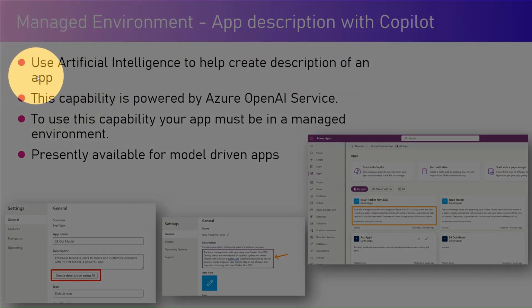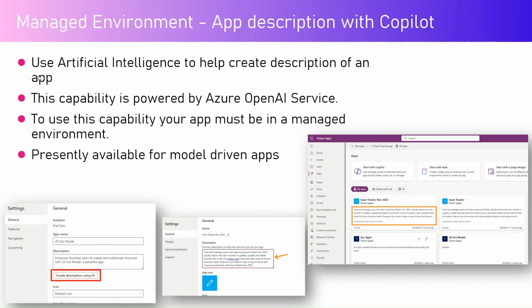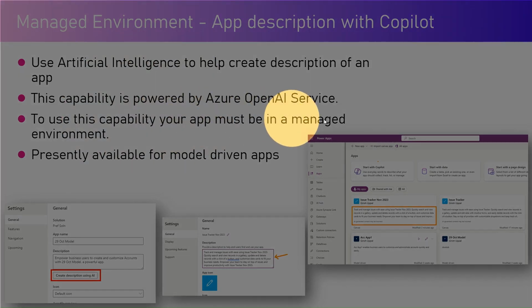Managed environments app description with Copilot basically uses artificial intelligence to help create a description for the app. I've seen many times that when people provision an app, they either forget to put the description, or maybe they don't know exactly what to put in the description. So artificial intelligence will help you build that text for your description content. This capability is powered by Azure OpenAI service, and to use it, your app must be in a managed environment. So you need to provision your app in a managed environment, and then you can use this capability.